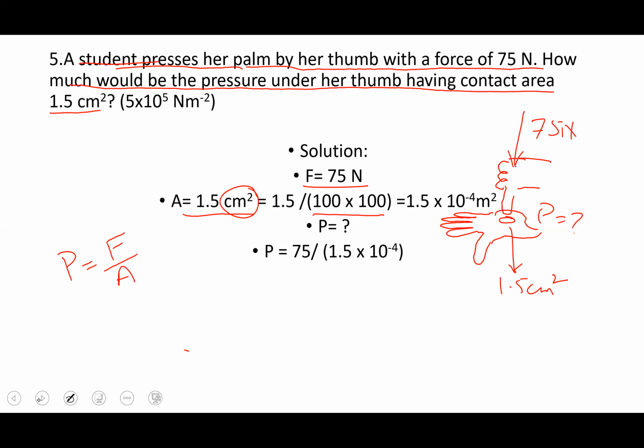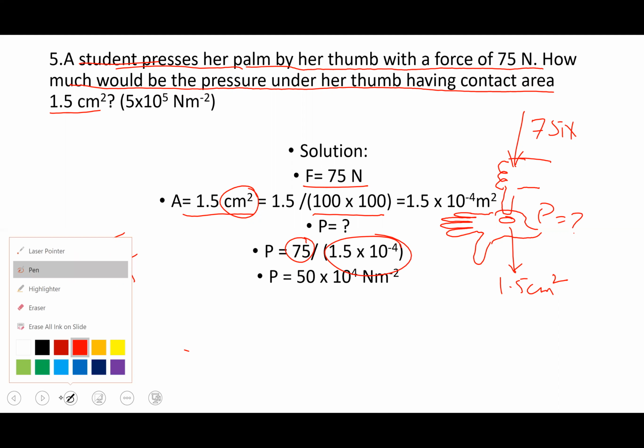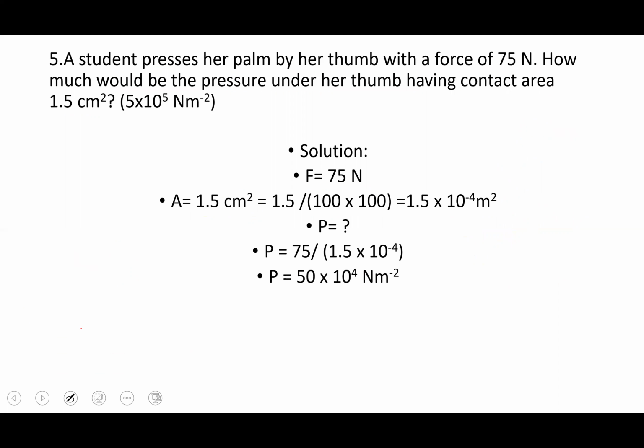Now pressure is equal to, we know that force is 75 Newton and the area which we have is 1.5 times 10 to the power minus 4. Putting in the values and solving it, it will be 15 into 10 to the power 4 Newton meter square inverse. Now this is not in scientific form or scientific notation is not right.